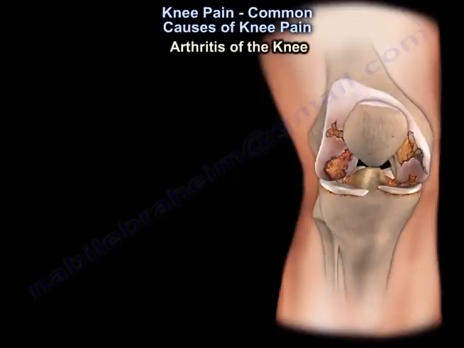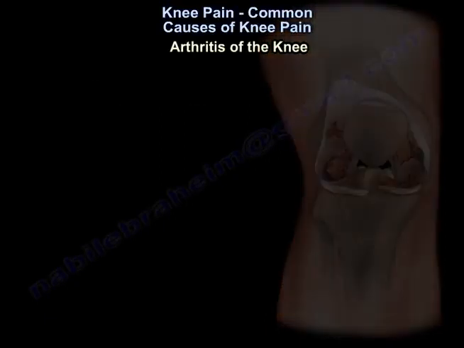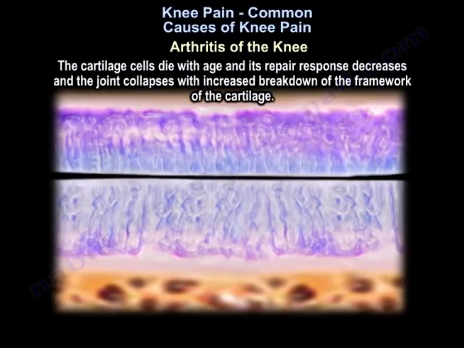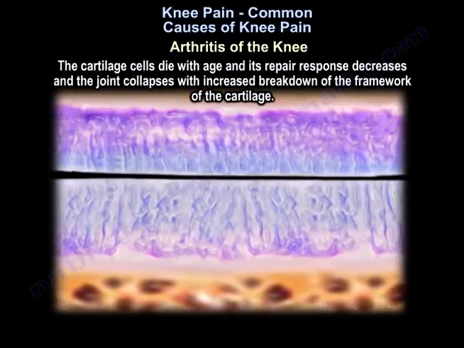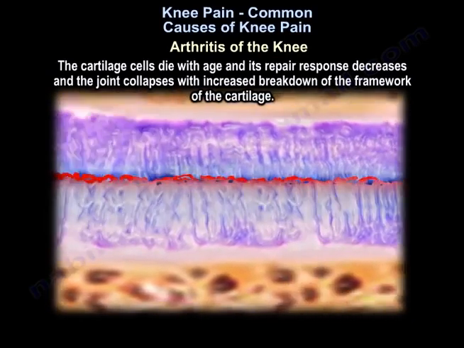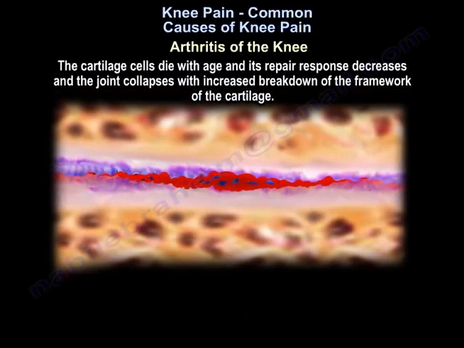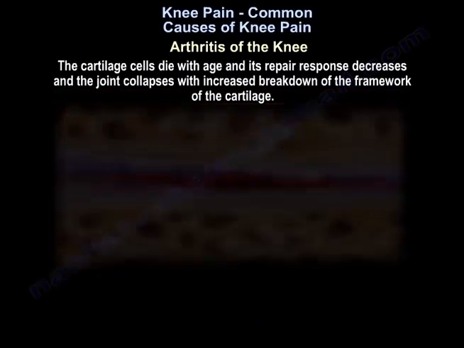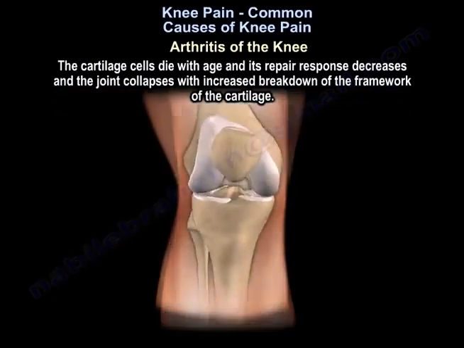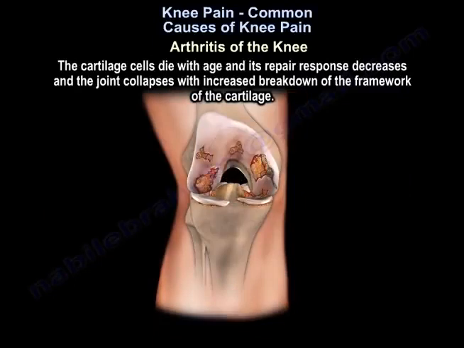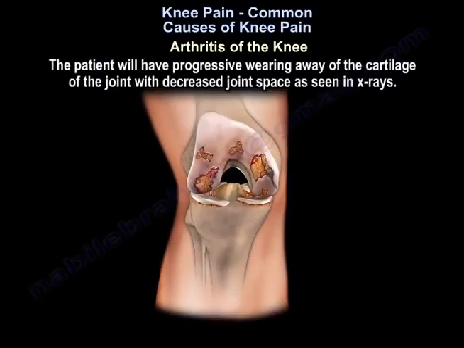Arthritis of the knee. Knee arthritis is very common. The cartilage cells die with age and its repair response decreases, and the joint collapses with increased breakdown of the framework of the cartilage. Patient will have progressive wearing away of the cartilage of the joint with decreased joint space as seen in x-rays.